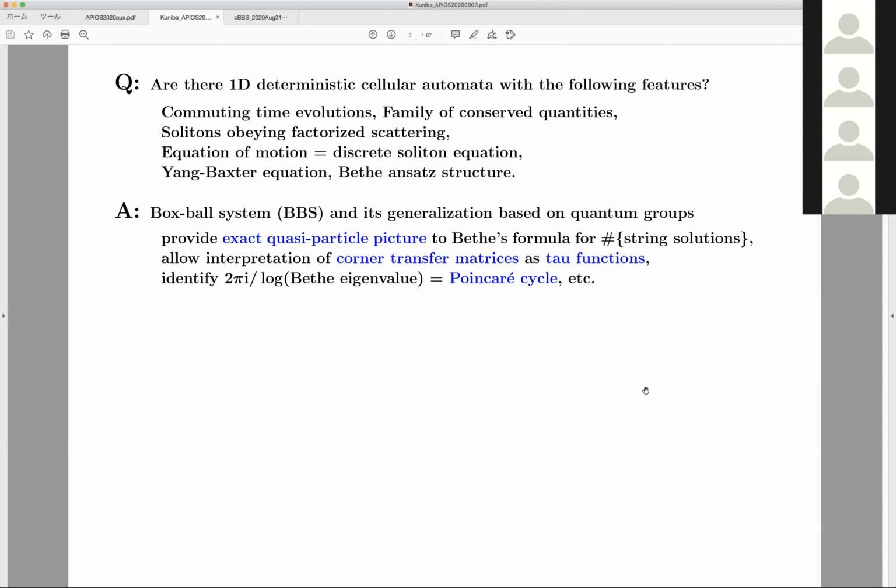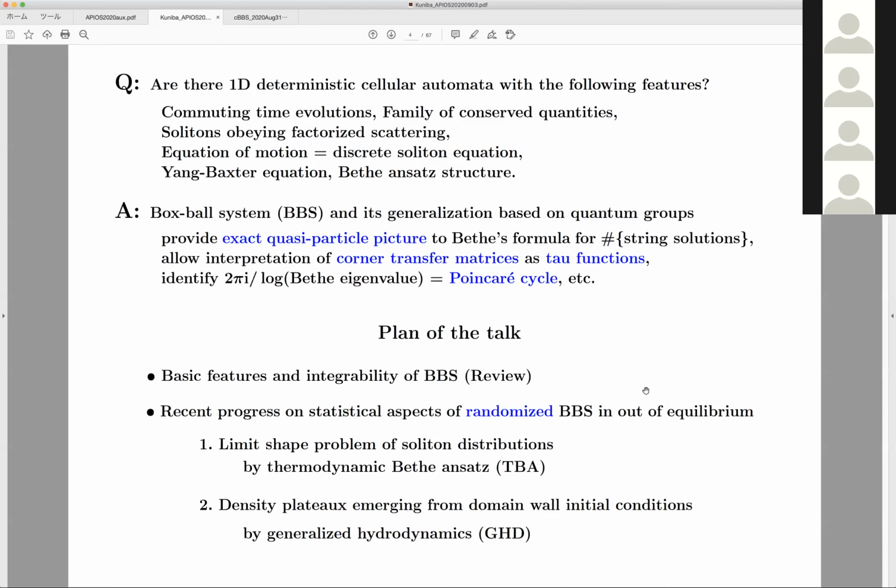So the plan of the talk is as follows. In the first part of my talk, I will review the basic integrability features of the BBS. I think by now this part is quite well known to some community of people, so I'm sorry if you belong to that community. In the latter part of my talk, I will discuss recent progress on statistical aspects of the randomized BBS out of equilibrium. More concretely, the limit shape problem of soliton distributions and density plateaus emerging from domain wall initial conditions. These can be analyzed by the thermodynamic Bethe ansatz and generalized hydrodynamics.